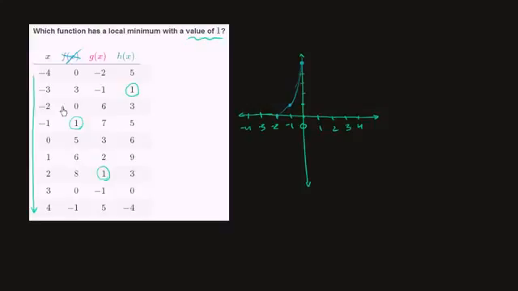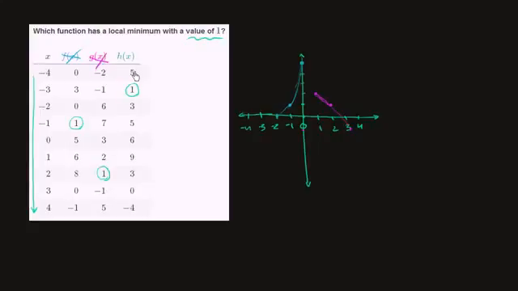Now let's look at g of x. When x is 1, we're at 2. When x is 2, we're at 1. And when x is 3, we're at -1. So this is the opposite. We do decrease into that value when the function hits 1, but then we keep decreasing. In order for this to be a minimum point, we would have to decrease into it and then increase out of it. So this right over here is also not a minimum point.